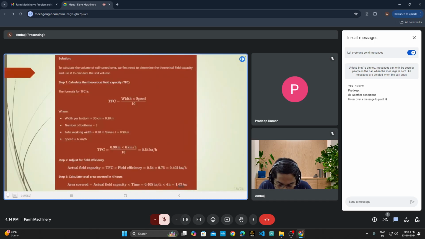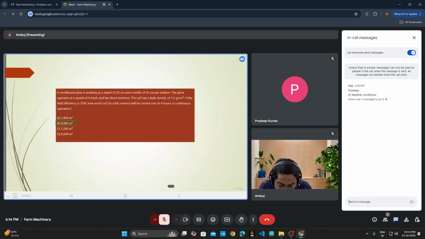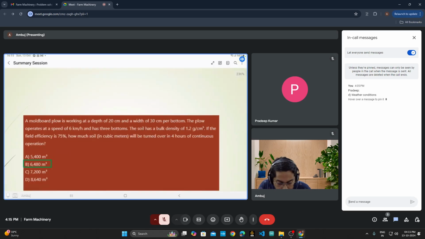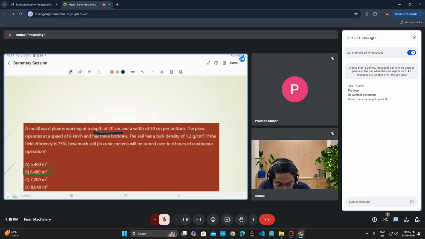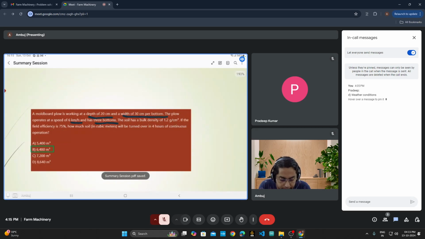First of all, you have been provided working depth. Depth has been provided 20 centimeter, width of 30 centimeter per bottom has been provided, three bottoms have been provided, and speed of operation is 6 kilometers per hour. From this particular information which is there in the first two lines, I'll first find out my theoretical field capacity.